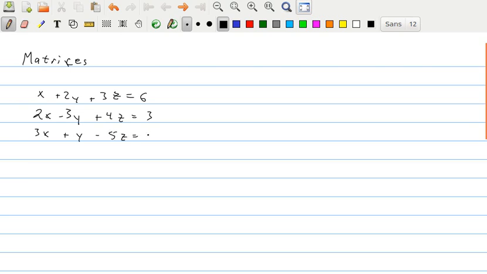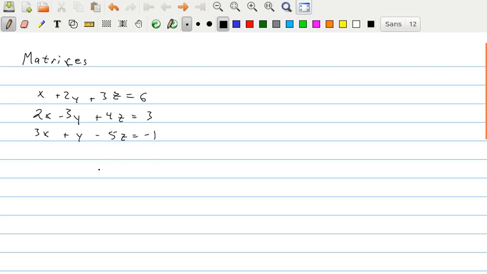As we've seen, solving systems of equations can be kind of tedious. It involves a lot of bookkeeping. Now let's look at a trick to use matrices to reduce the amount of bookkeeping necessary to solve one of these systems of equations. For example, let's say we've got x plus 2y plus 3z equals 6, 2x minus 3y plus 4z equals 3, 3x plus y minus 5z equals negative 1.